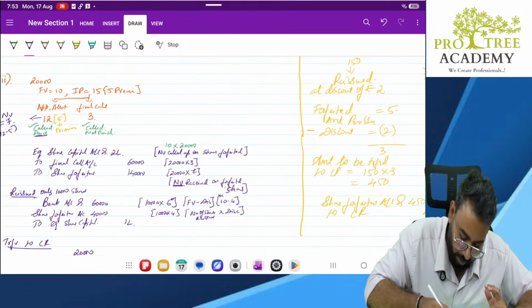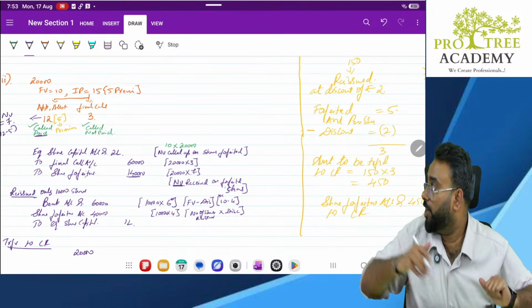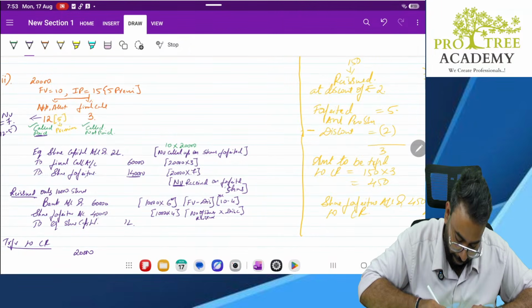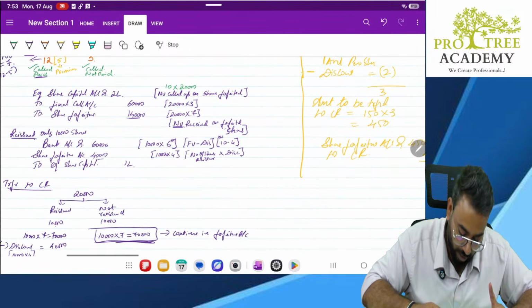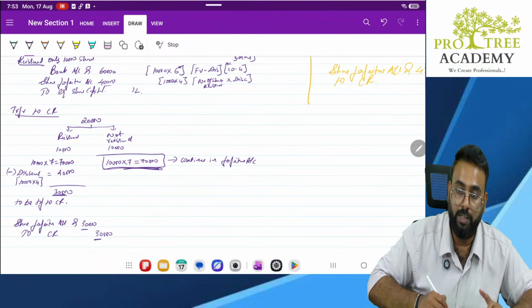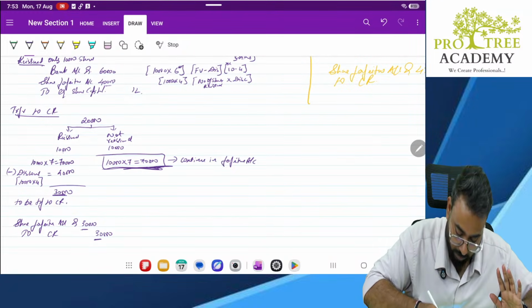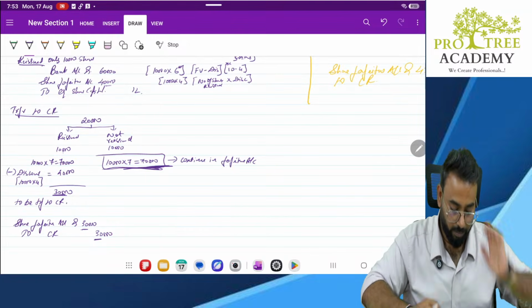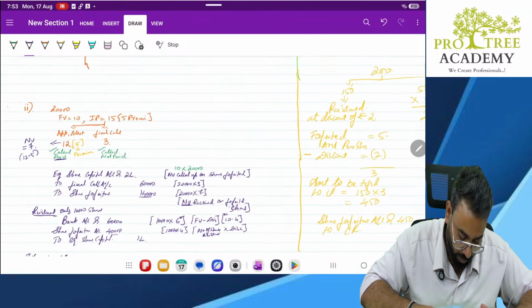Let's test this. Share forfeiture account earlier created how much? 1.4 lakh. Debited 40,000. Remaining 1 lakh. Correct? From that 1 lakh, 30,000 is transferred to capital reserve. What is remaining? 70,000. Clear? We are good. Please take a screenshot.